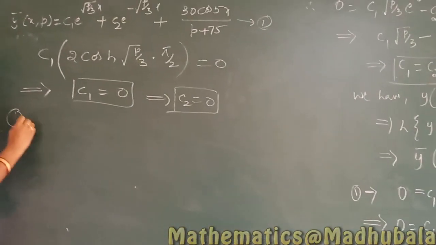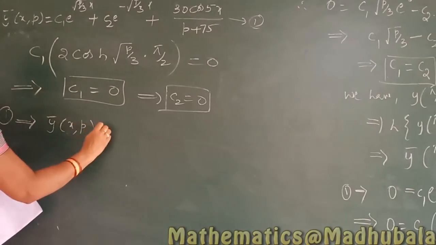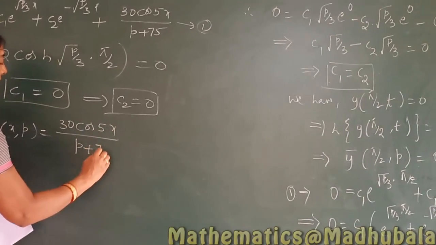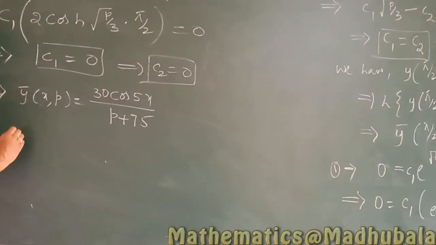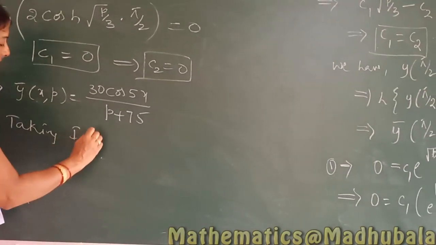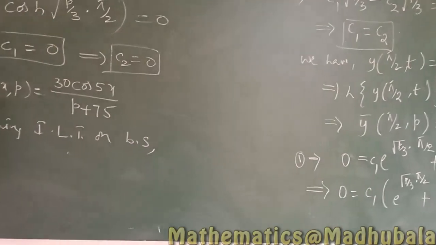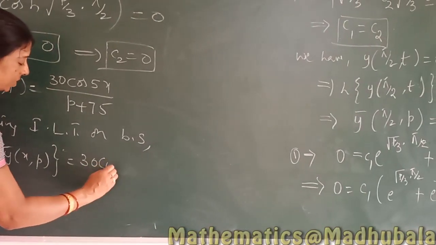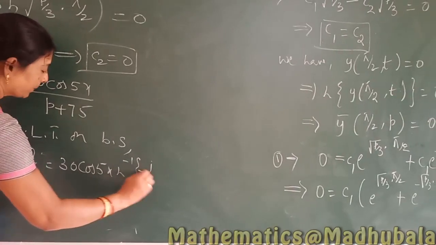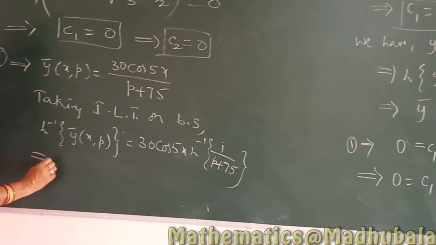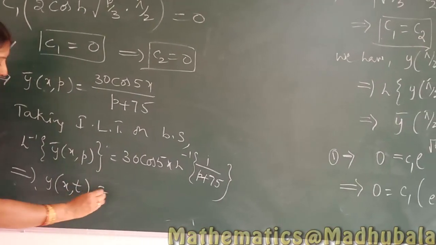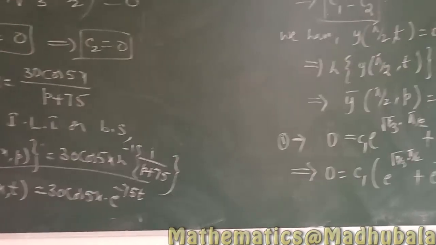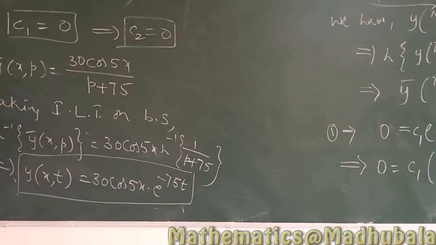Now this equation 1 gives us y bar of x comma p, with c1 and c2 both 0, equal to 30 cos 5x by (p + 75). Now we want y of x comma t. Taking inverse Laplace transforms on both sides, we get L inverse of y bar(x, p) equal to 30 cos 5x, which is constant, times L inverse of 1 by (p + 75). So that implies y(x, t) equal to 30 cos 5x into e^(-75t). So this is the solution of the given partial differential equation.